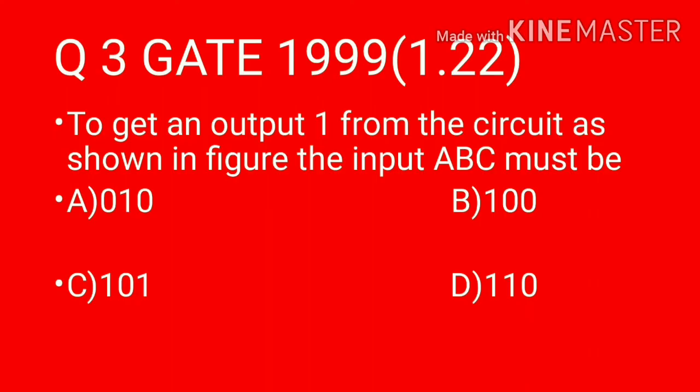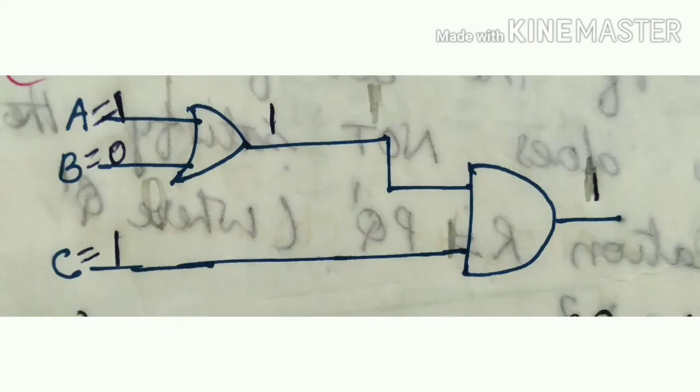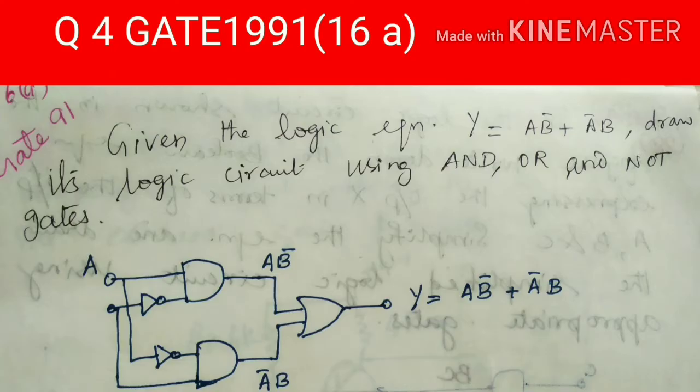Question 3. To get an output 1 from the circuit as shown in figure, the input ABC must be: A 010, B 100, C 101, D 110. If the input 10 is given to OR gate, output will be 1. C is 1. The 11 is given to AND gate, output will be 1. C is the correct answer.